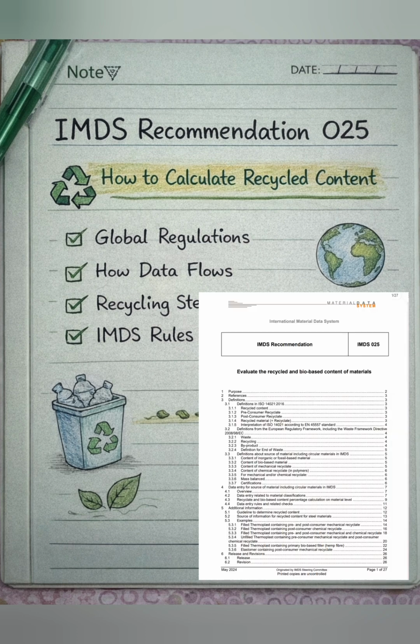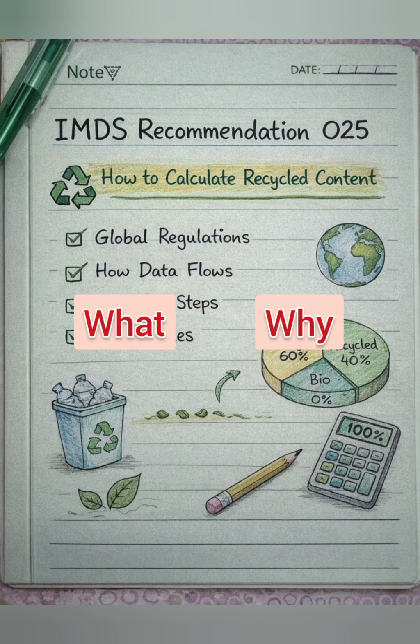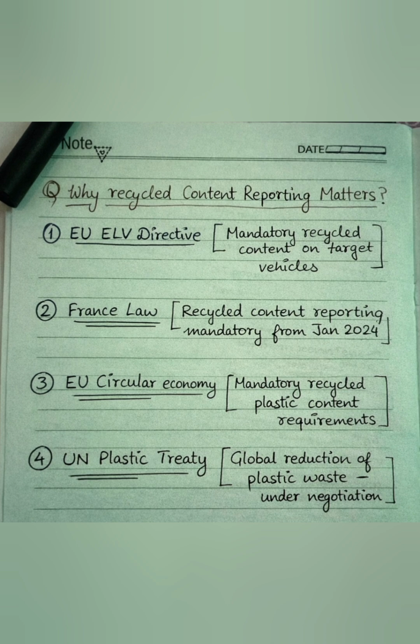This guide is based on IMDS Recommendation 025, published in May 2024 by the IMDS Steering Committee. It's the official document that defines how recycled content must be calculated and reported across the automotive supply chain. By the end of this, you'll know exactly what to type in IMDS and why. Let's get into it. Let me start with the big picture.